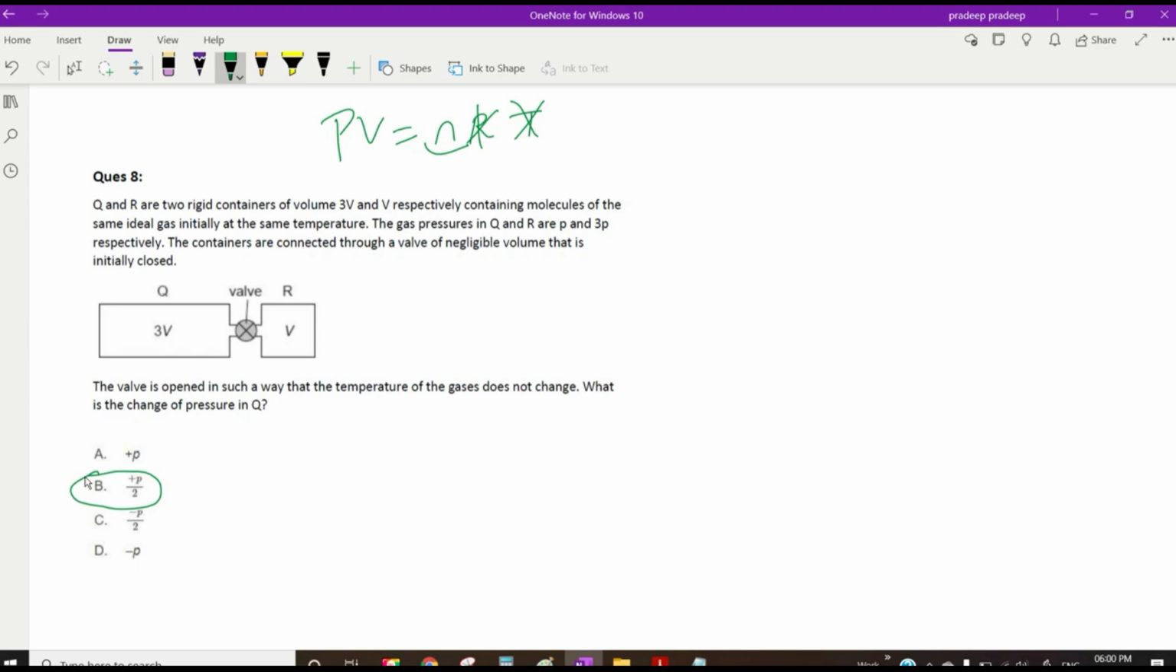Okay, Vaibhav, tell me your approach. How did you do this? Yeah, so you take the first part as P into 3V over nRT, and you can take the other one as 3P into V. Then you add both, and you know that the volume has to be 4V, the total volume. So you get 4P is equal to 6PV, and then you divide it by 4, and you need to get 3P by 2.